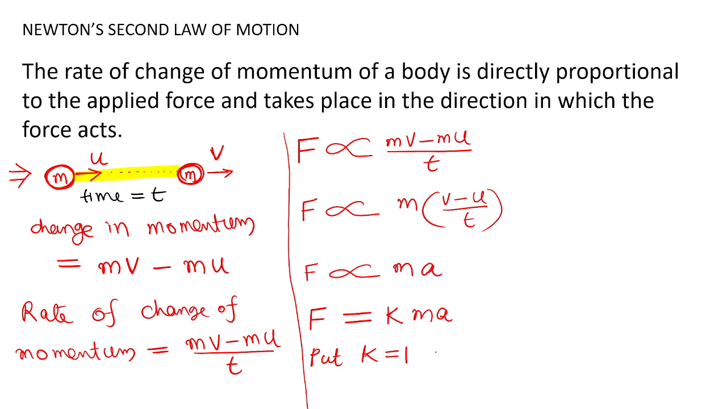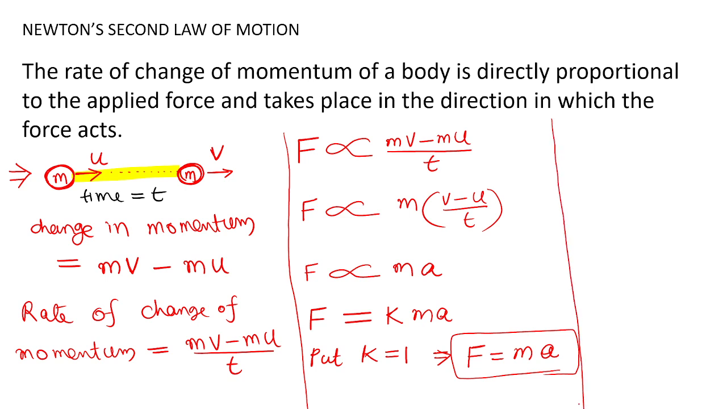So if I put k equal to 1, F equal to 1 into ma, or F equal to m into a. So we got one important formula for finding force. Force acting on a body equal to m into a. All of you clear? Understood? Yes, sir.